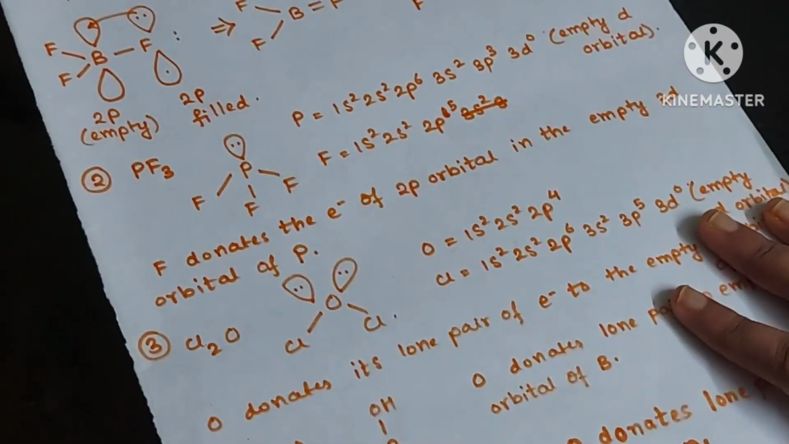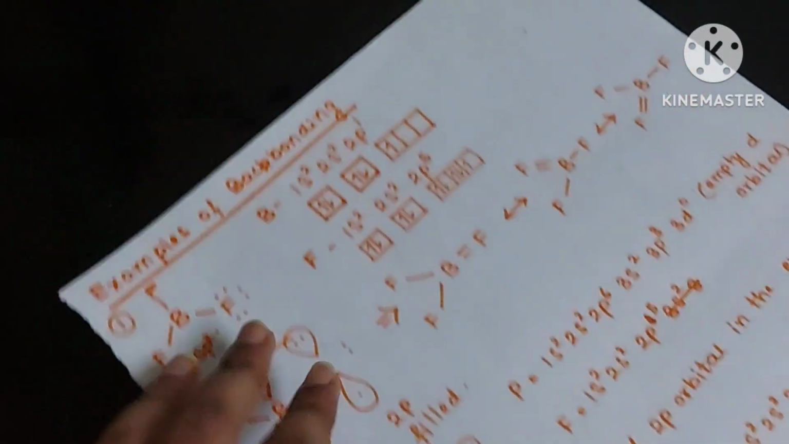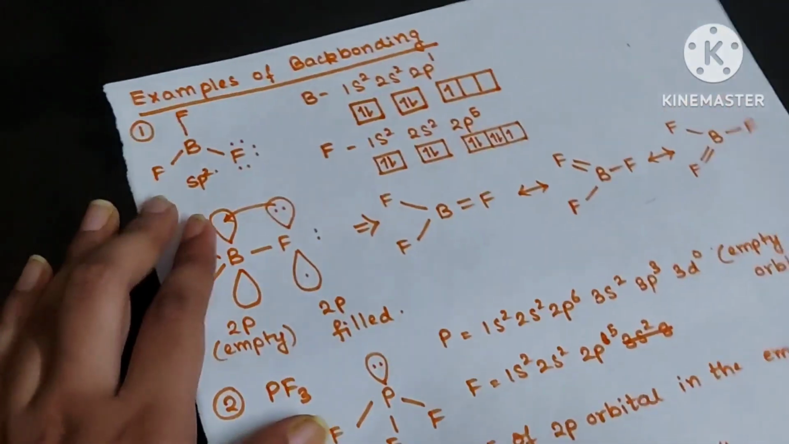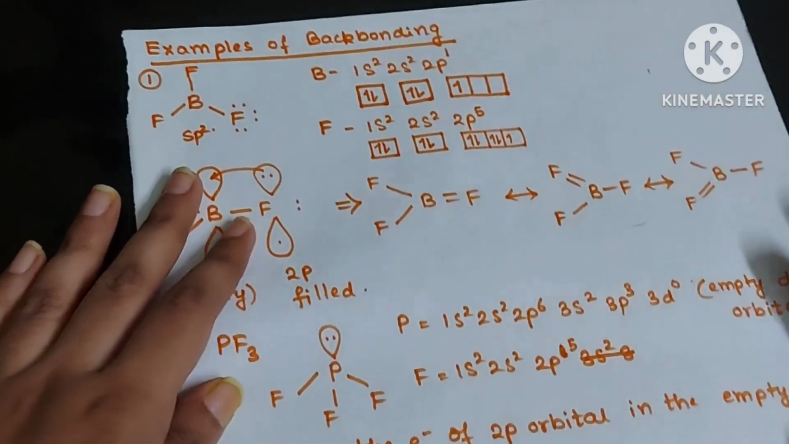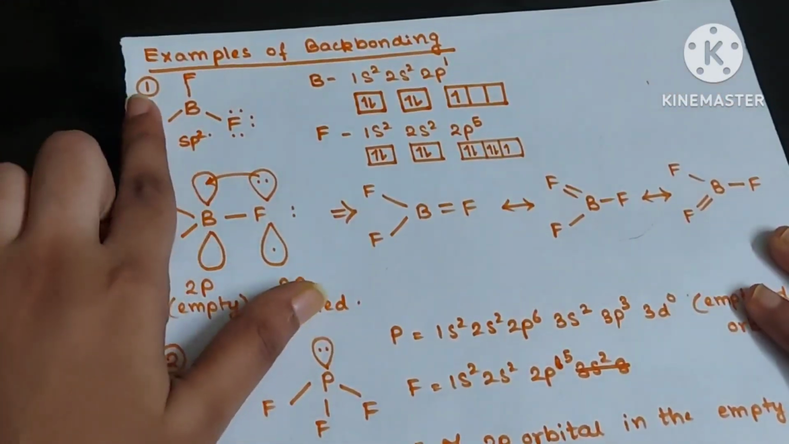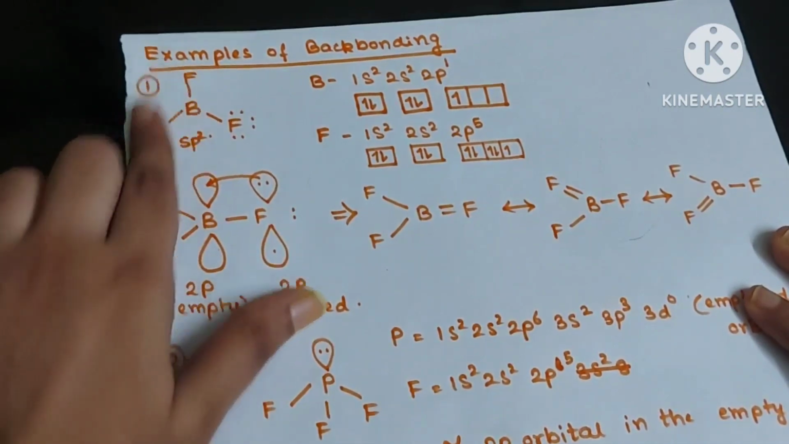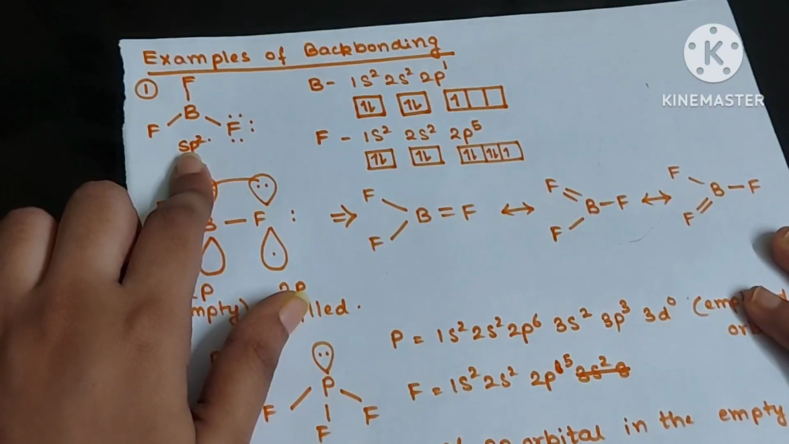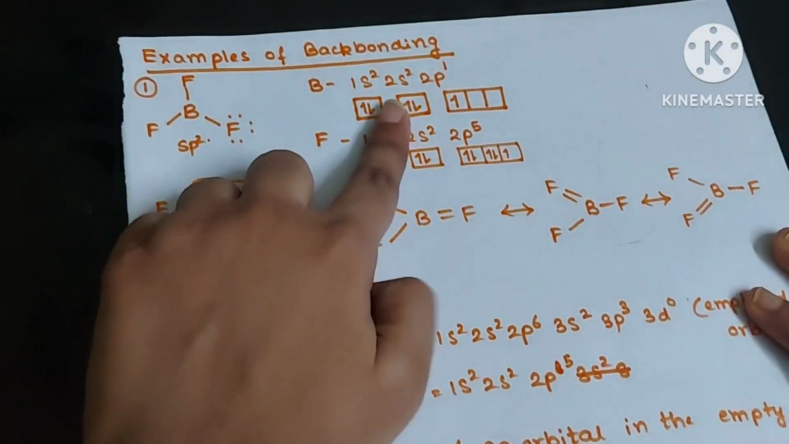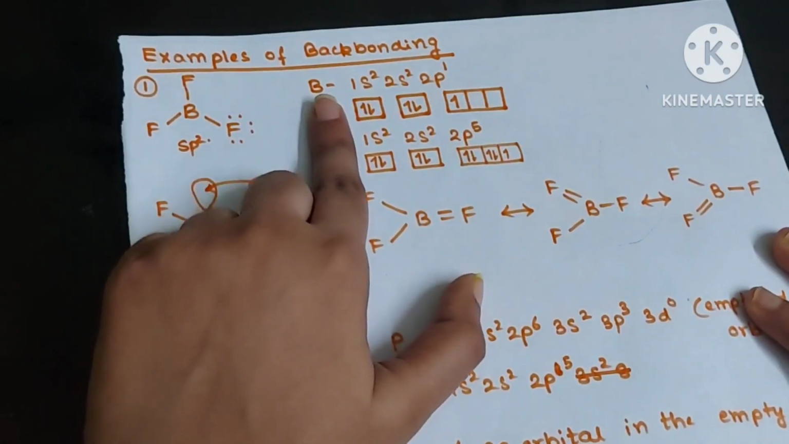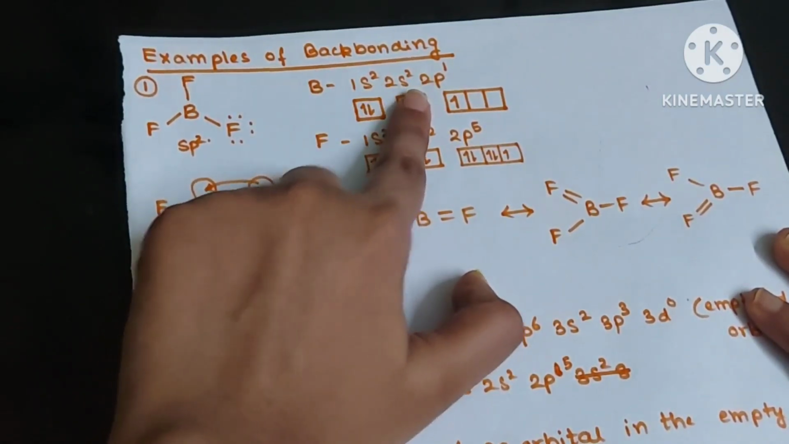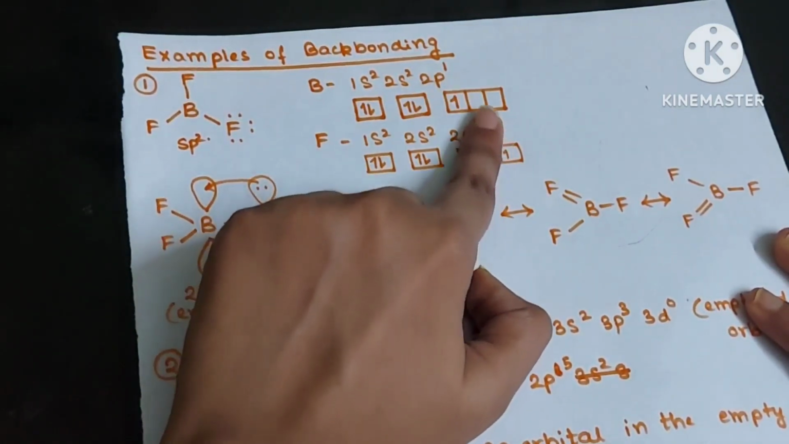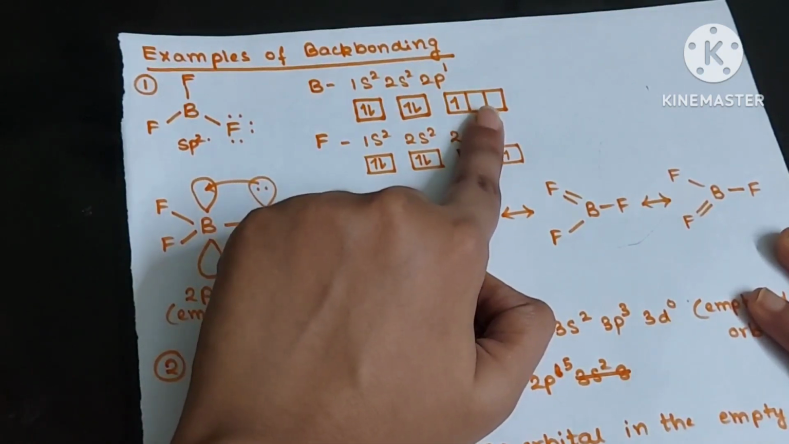Next, some examples we will read. First, examples of back bonding. First example is of BF3. Okay, it is sp2, that means 2p orbitals are involved. So what is the electronic configuration of boron? 1s2, 2s2, 2p1. So here the p orbital is empty.